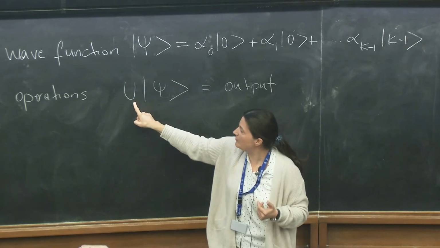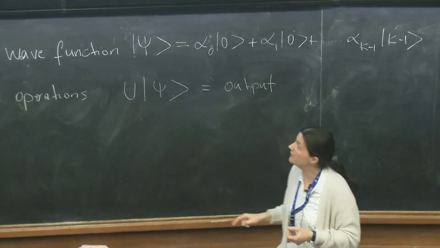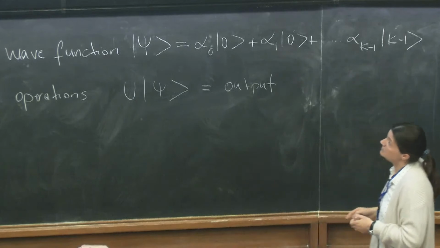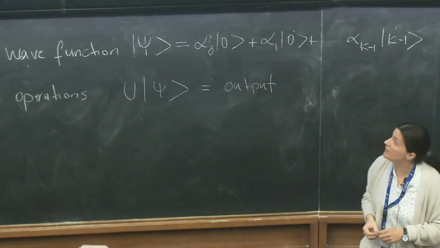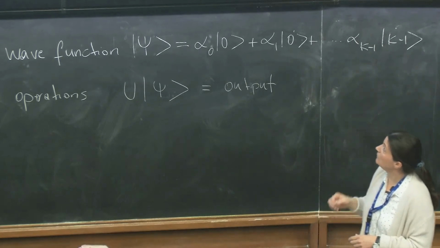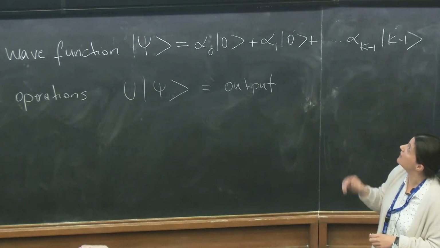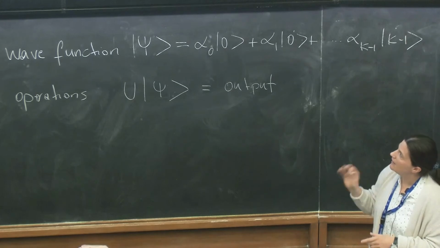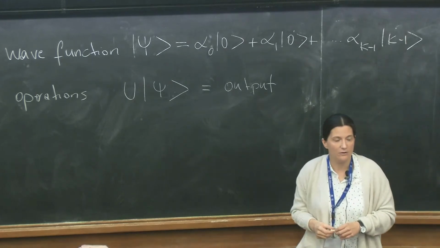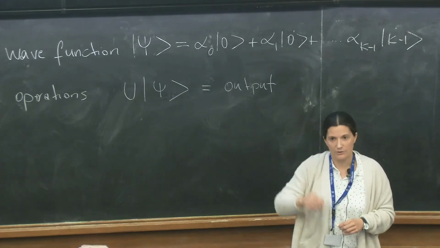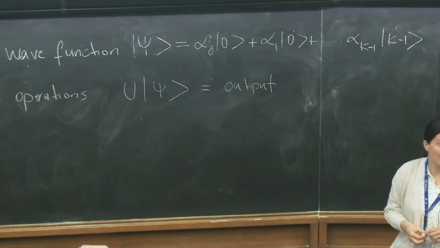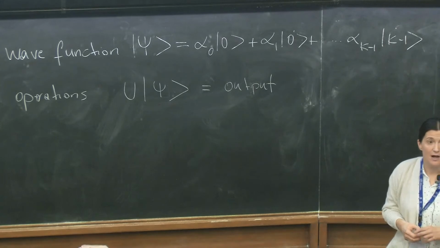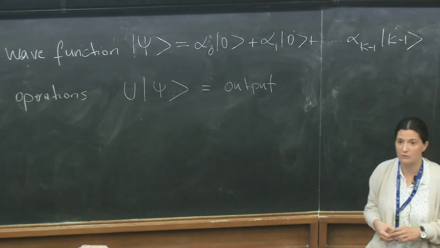These operators for quantum computing are matrices, and they have a very specific property: if you take the complex conjugate transpose, U dagger, which is the inverse, and multiply, you get the identity matrix back. That's a very important feature of quantum computing.